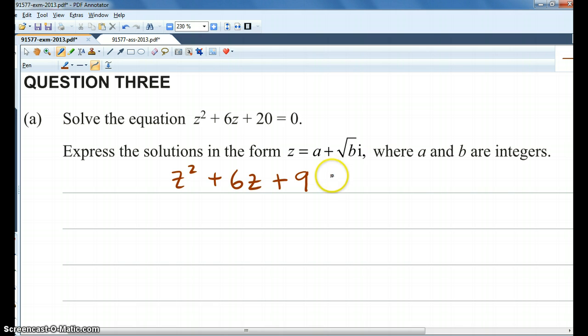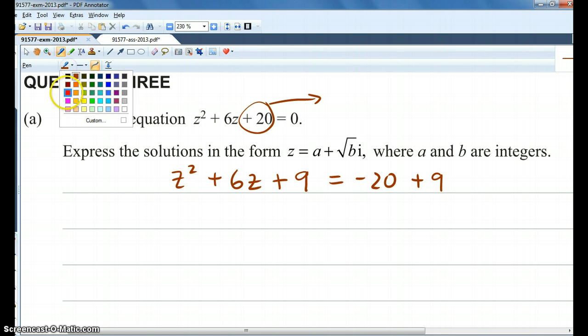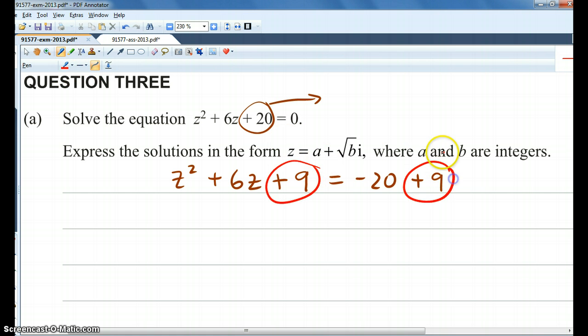I can't randomly just add 9 to that side. I'm going to take this 20 to the other, but negative 20. I'm going to add 9 to both sides. Because I've completed the square, I've added 9 to both sides so that this will factorise nicely, and that I just took to the other side. Okay? Hope so. So this factorises to z plus 3 squared, because z plus 3, z plus 3, z squared plus 3z plus 3z plus 9, all works nicely, equals negative 11, hopefully.